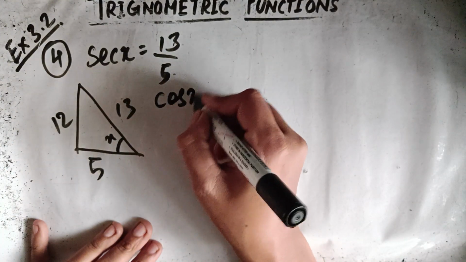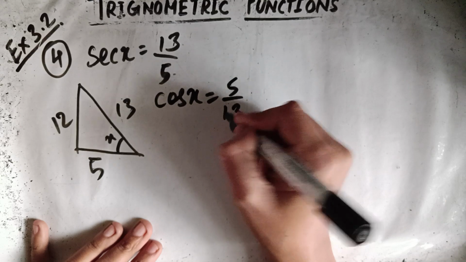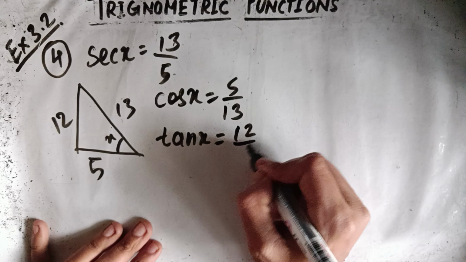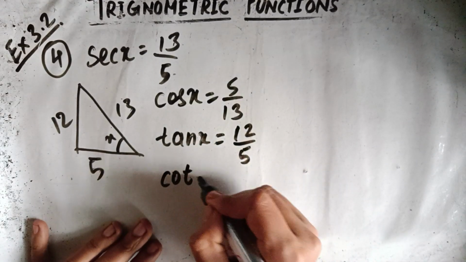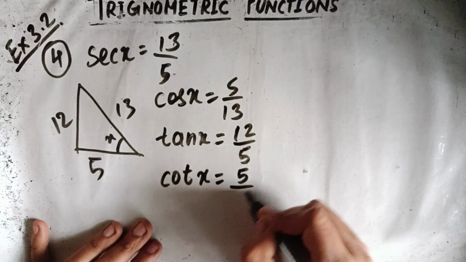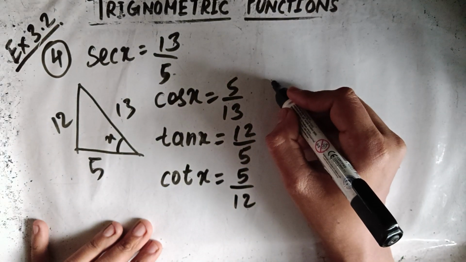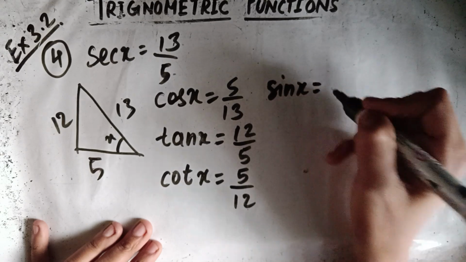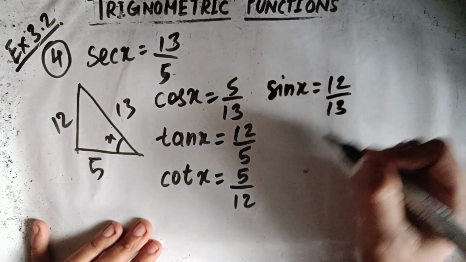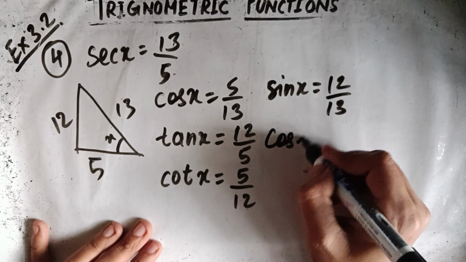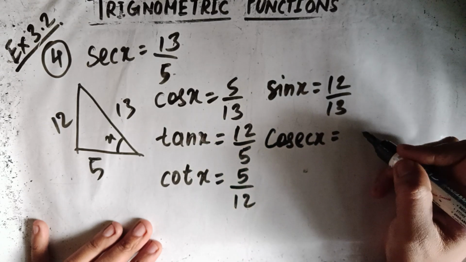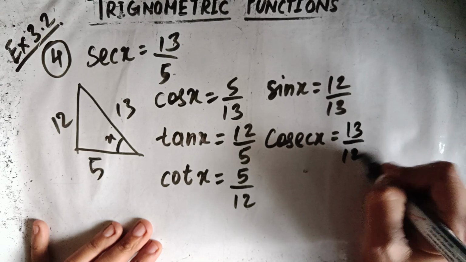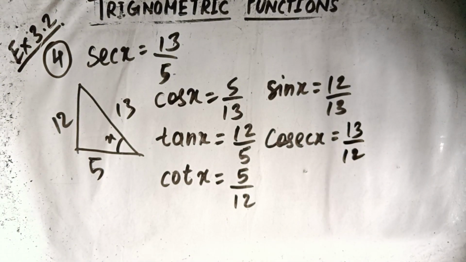So cos of x is 5 by 13. Tan of x is 12 by 5. Cot of x is 5 by 12. Sin of x is 12 by 13. Cosec of x is 13 by 12. And x is in the fourth quadrant.